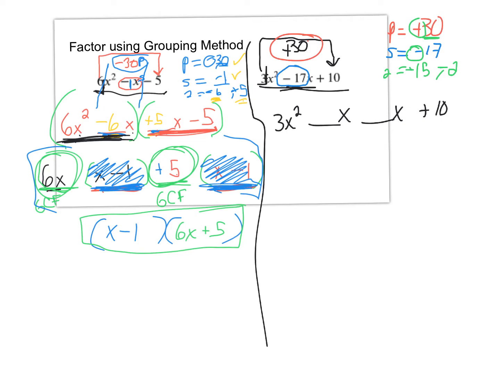So to give me negative, both of these have to be negative. Negative 15 minus 2 is negative 17. Negative 15 plus negative 2, that's negative 17. Negative 15 times negative 2 is 30. So these two numbers, the negative 15 and the negative 2, go on the lines.